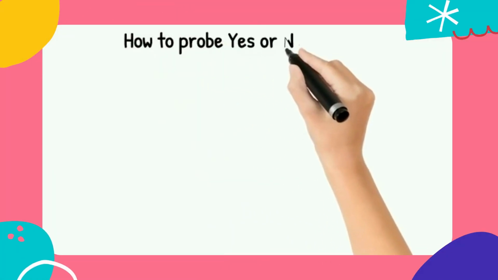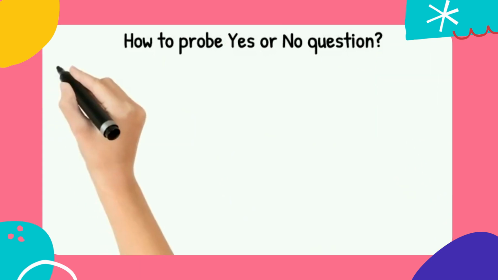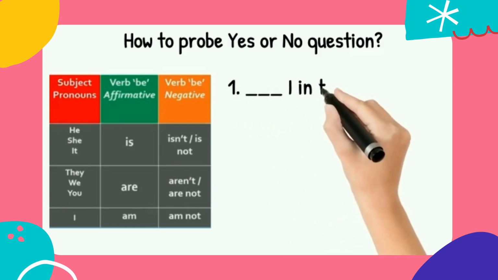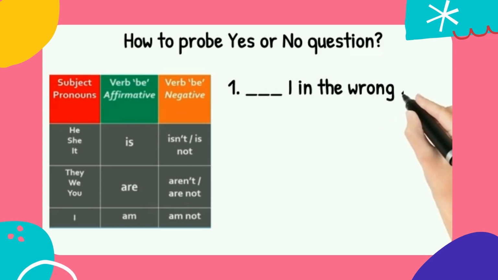Okay, next let's take a look on how to probe yes or no question. Do you still remember the table that I've shared with you before? Today, still using the same table, you are going to construct a yes or no question. Let's take a look at example number 1. I in the wrong room.